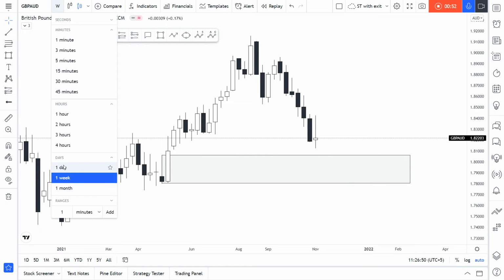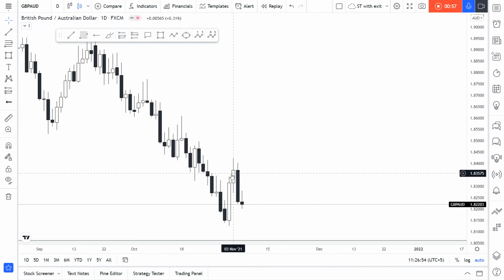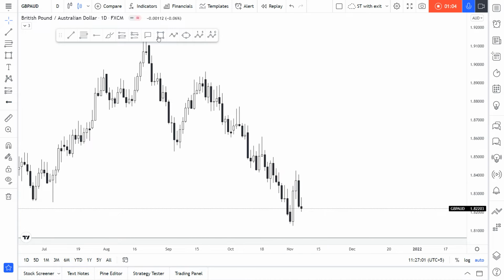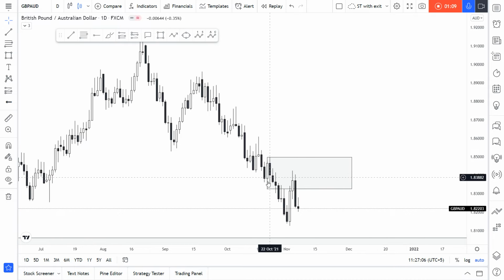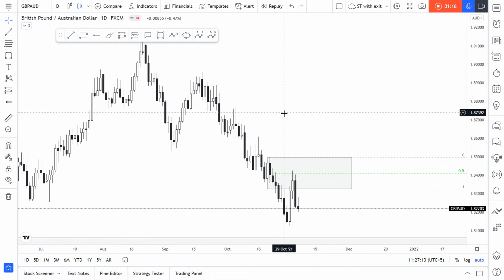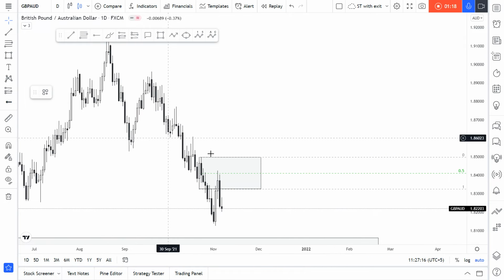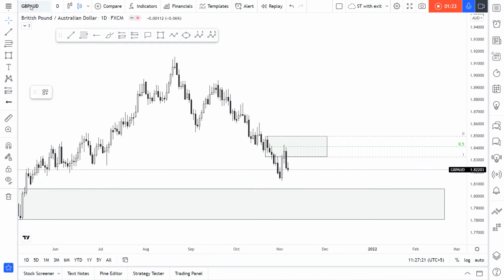Going to the daily time frame, we can see that we got a very strong bearish engulfing candle after reacting from this OB on the daily time frame. I guess it was from the 50% of the OB. So next week we are anticipating that the GBPAUD is going to be bearish.